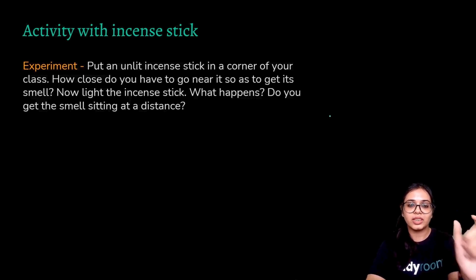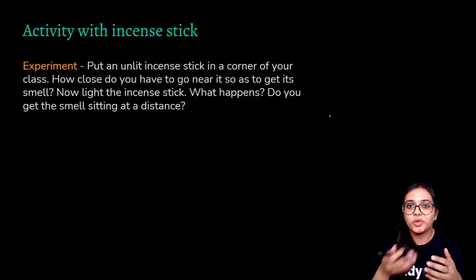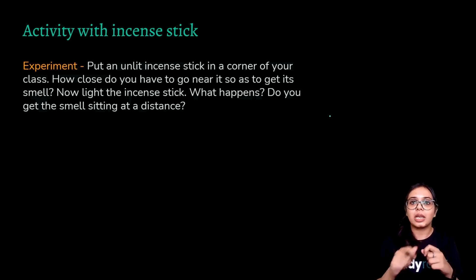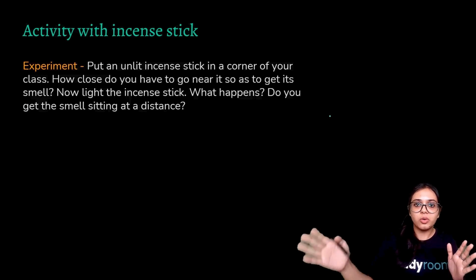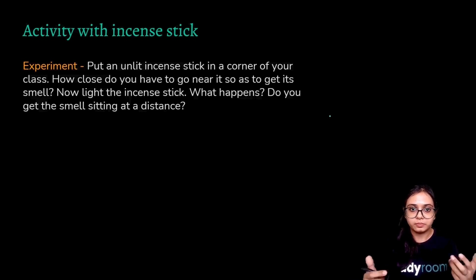So first you have to take an unlit incense stick and put it in the corner of the class. Now you have to come very close to the incense stick in order to smell it, right? But if you light it, what do you observe now? Even if you are towards the other corner of the room, you can still get the smell, you can still get the aroma, right?